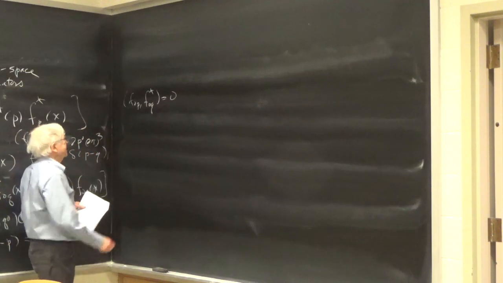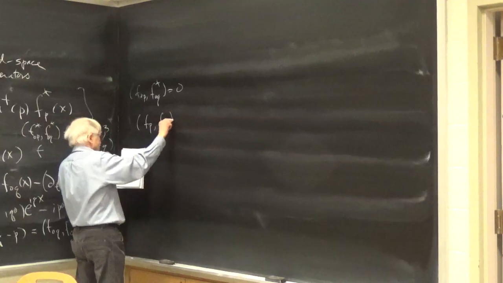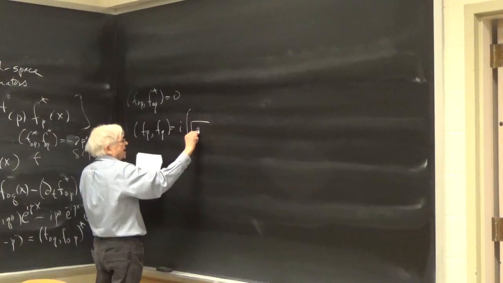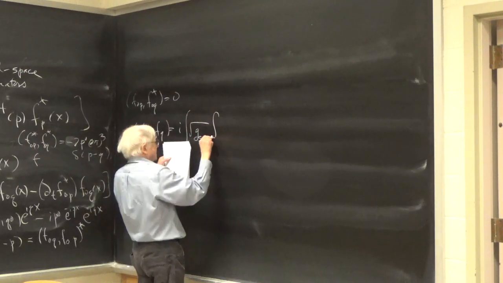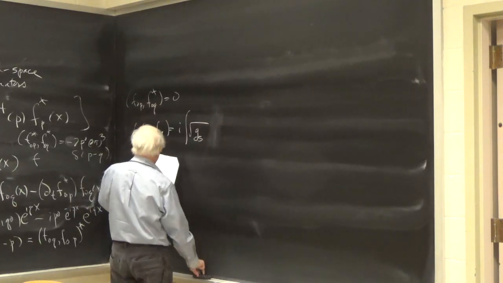Okay. So we can generalize that to curved space by saying that what we have is an integral, a square root of g sub s, oh, sorry, we've got an integral already.